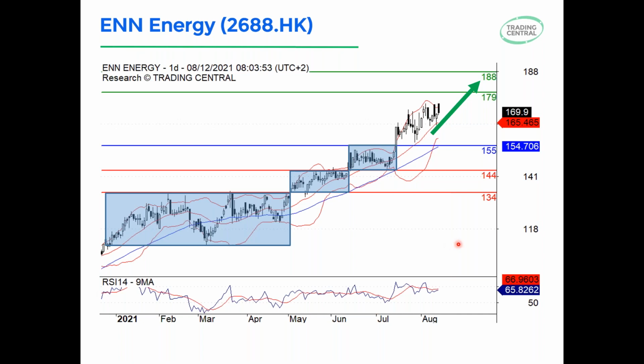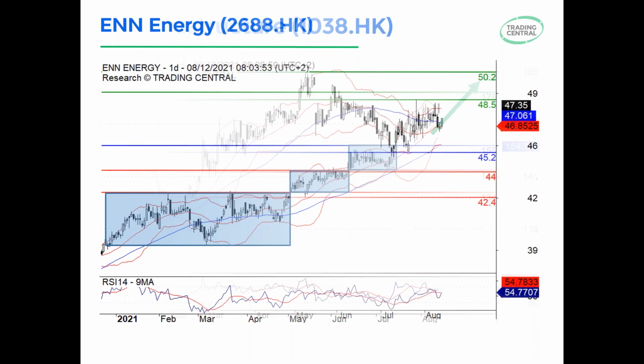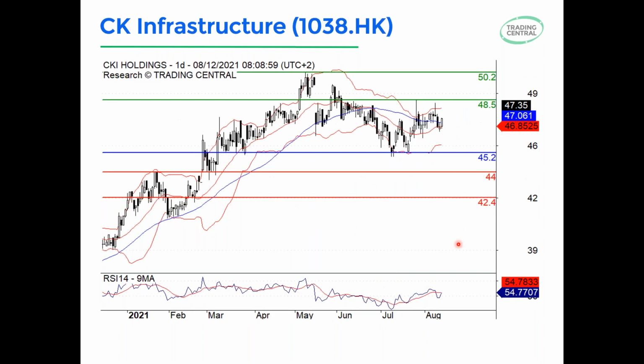Anything else? CK Infrastructure. Okay, this is a company, well, managed by Mr. Lee, okay, richest man in Hong Kong, Mr. Lee. And we see that it has just broken a downward bearish trend line, and it is, well, rebounding.